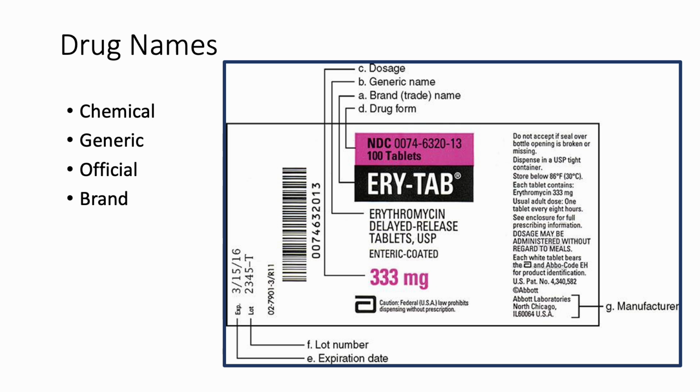So here for this particular drug label that we're looking at, your brand name is going to be the Eri-Tab right here. You can see it's capitalized, has that registration symbol there off to the right. Other manufacturers may purchase this erythromycin and brand it under a different name other than Eri-Tab. That's what it's talking about with that. So those are the different kinds of names.